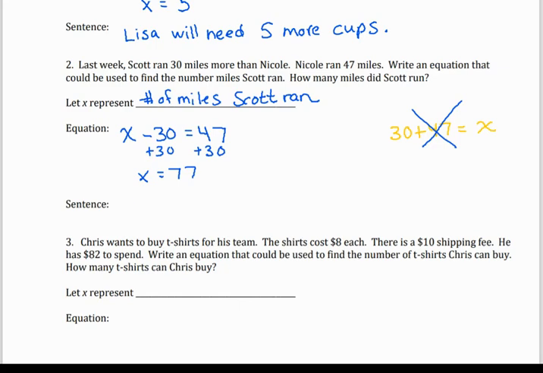Good. Tim said it in class. Gabe said it at home. Exactly. Scott ran 77 miles. Now, also make sure it makes sense, right? It says Scott ran 30 miles more than Nicole. So his miles better be bigger than Nicole's. And is that the case? Yeah, absolutely. If you had gotten 10, well, something's not adding up there, right? So always make sure it makes sense.